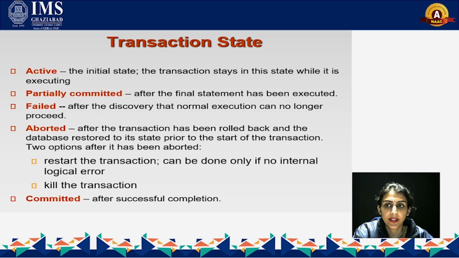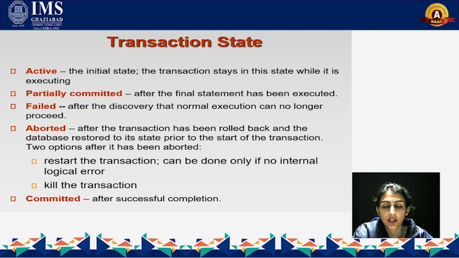Now, when a transaction takes place, there are some states of the transaction. The states are the active state, partially committed state, failed state, aborted state, and the committed state. Active state is the initial state; the transaction stays in this state while it is executing. During the entire execution time, it is in the active state. Then it is partially committed, that is, after the final statement has been executed. Then comes the failed state, after the discovery that normal execution can no longer proceed. That means the transaction has failed and normal procedure will not take place.